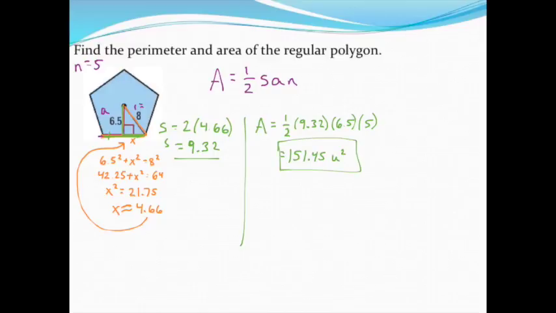Okay, I'm noticing they also asked me to find the perimeter in this case. To find the perimeter, let's take our side length, which we know is 9.32. And since our figure is regular, I'm going to add that number to itself 5 times. All the sides are 9.32. Or more simply, just multiply that value by 5, which gets me a perimeter of 46.6 units.